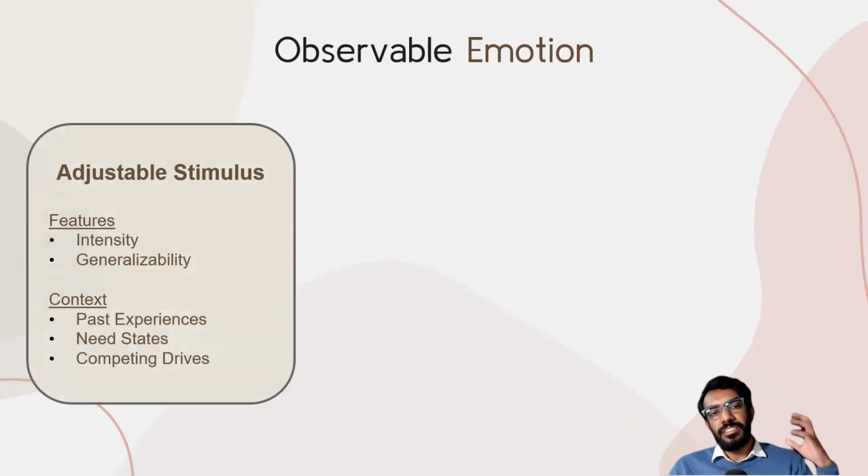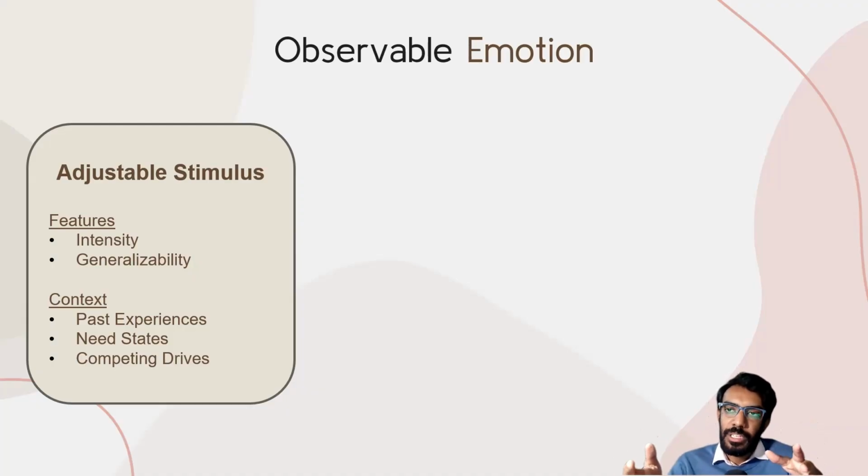So what they said is that there is a stimulus, and the stimulus is adjustable. If you're doing an experiment on emotion, you should be able to adjust the stimulus. And even in real life, the stimulus itself is adjustable. It's not always the same kind of stimulus. The stimulus may vary in its intensity. It may have the feature of generalizability, right? For example, a certain taste makes you happy, then the smell of that food will also make you happy. The sight of that food will also make you happy.